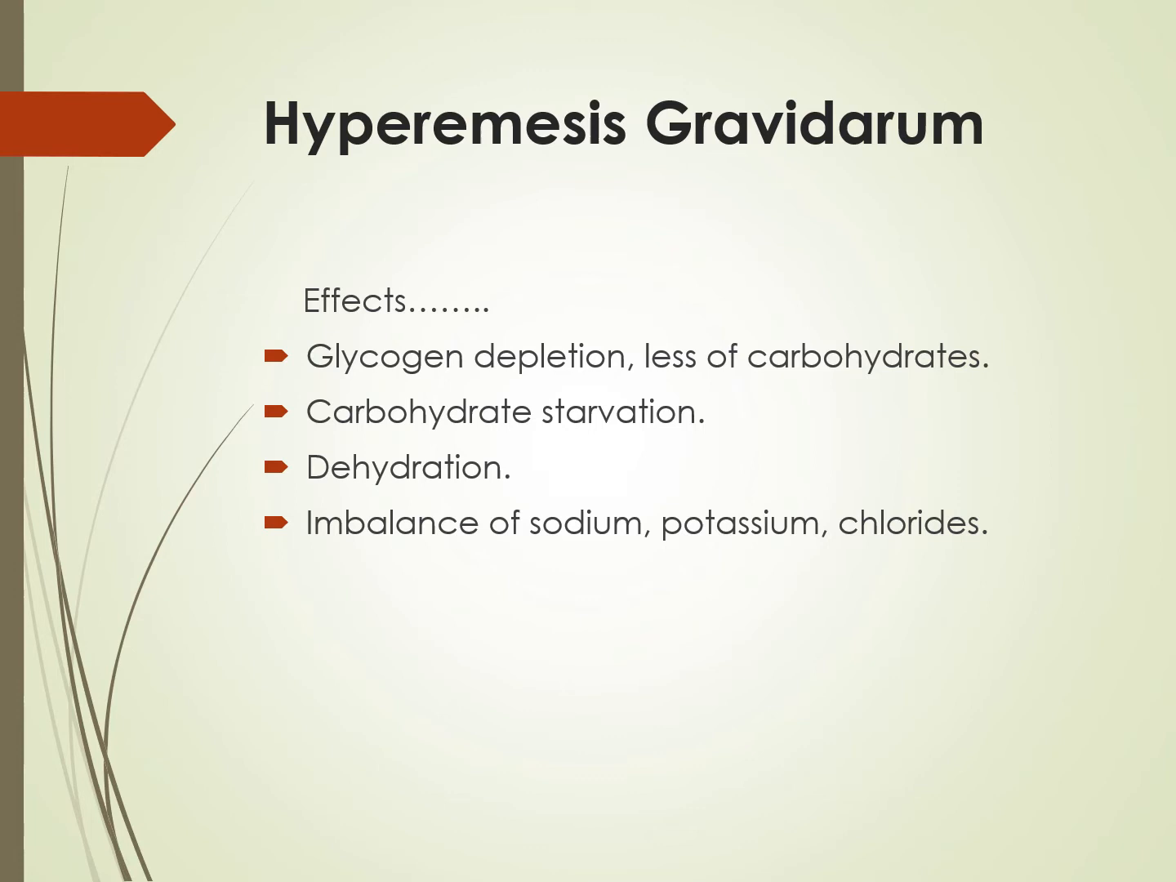And of course, because of excessive vomiting, there can be dehydration. And this dehydration further can lead to an imbalance of the electrolytes, sodium, potassium, and chlorides. So overall, the effect would be less water contained in the body, dehydration, imbalance of electrolytes, which can further lead to some other complications. And of course, carbohydrate starvation for the mother.